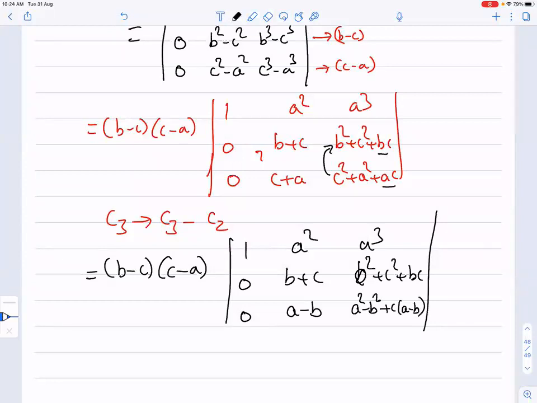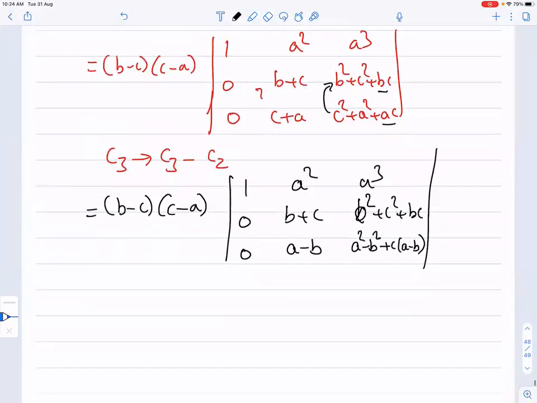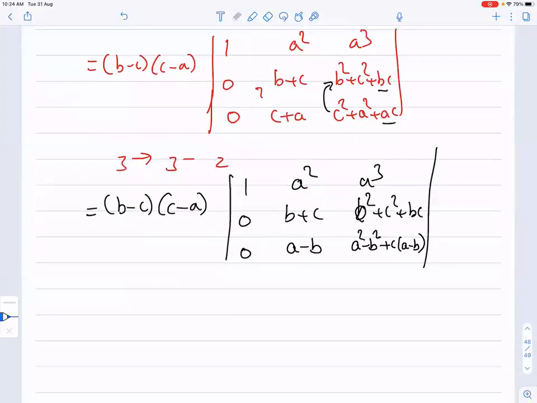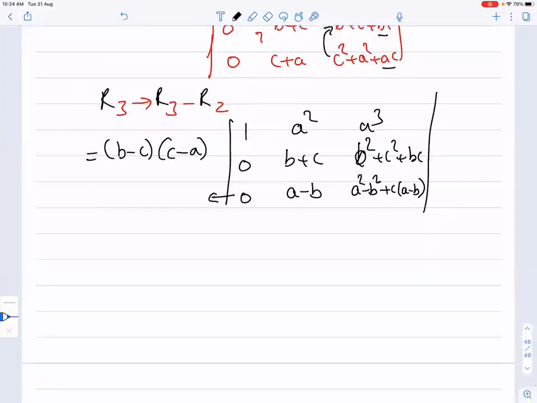No, sir. There will be R3 goes to... Sir, minus 3. Thank you. R3. Now from this what will come? A minus B will come out, right? Yes or no?